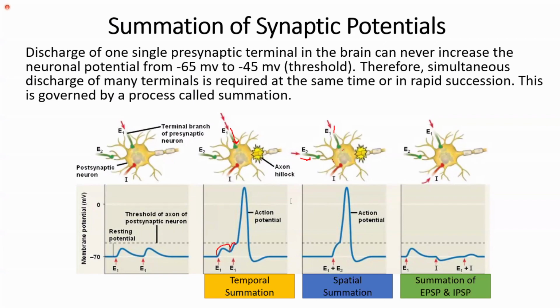Okay, the spatial summation is basically two discharges at the same time from different presynaptic terminals happening at different locations within the postsynaptic neuron. They will add up in order to generate a bigger postsynaptic potential. Temporal is from one presynapse, but firing two signals, two discharges. They are coming close in time. They will add.